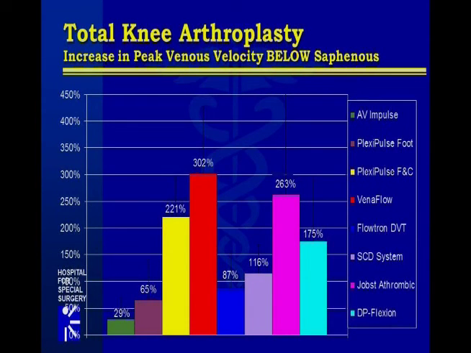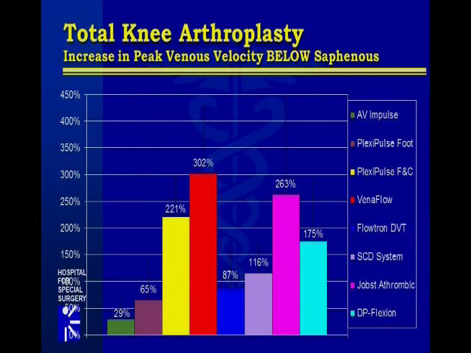Using the same foot pump technology and adding a calf sleeve increased the peak venous velocity to 221%. Using an impulse calf compression device with the VenaFlow, there was a 300% increase in peak venous velocity. The traditional devices that we had used at our hospital were slow squeeze devices, and you can see in the middle the 87% increase in peak venous velocity with the Flowtron.